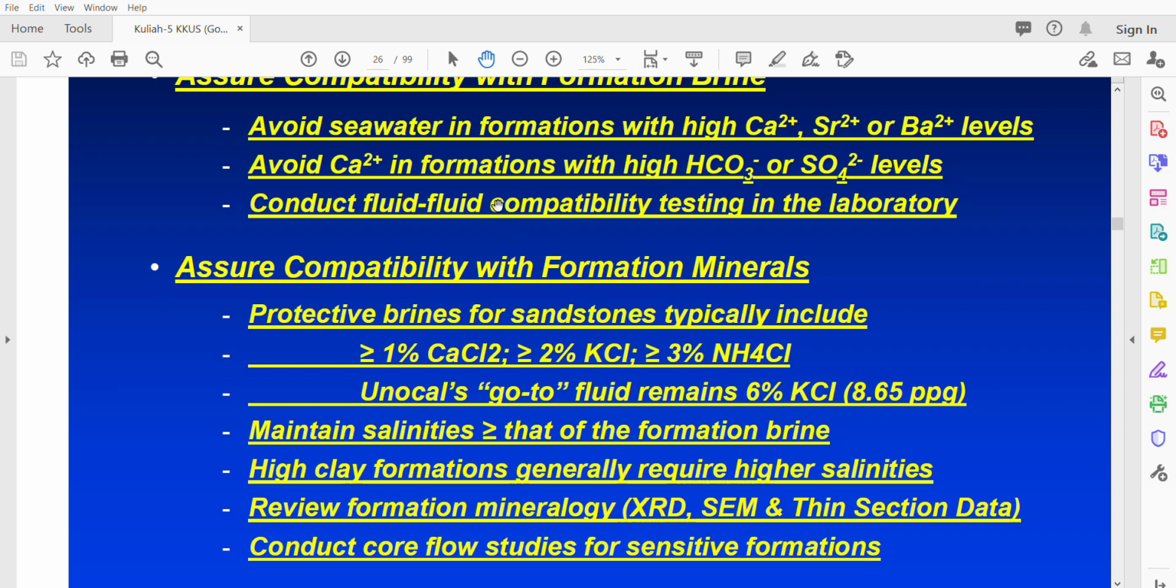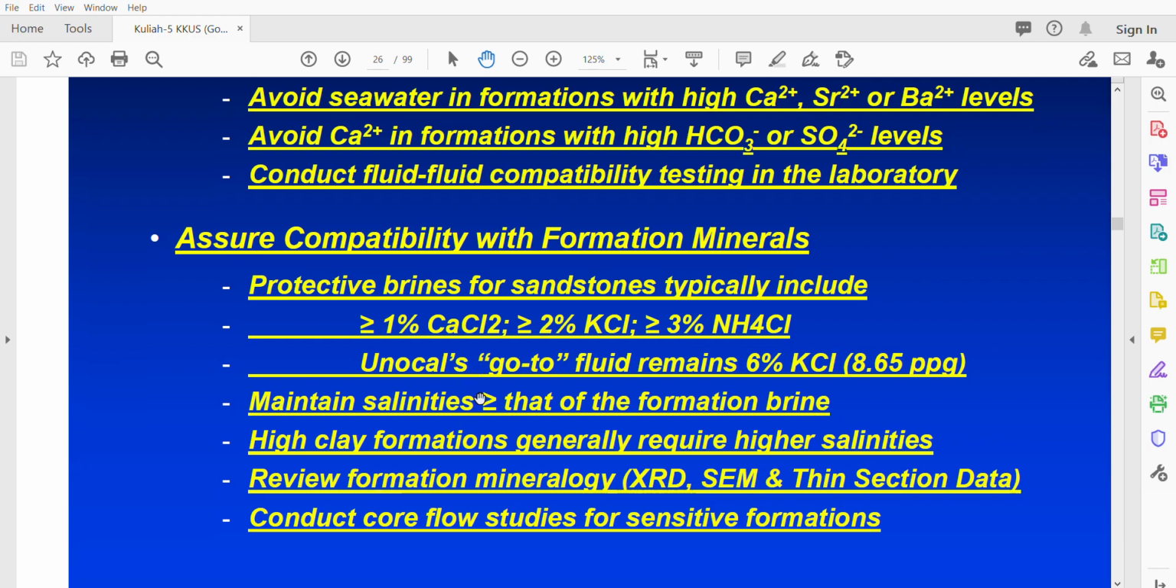You should conduct fluid compatibility testing in the laboratory, and for the formation, also conduct formation compatibility testing in the lab from the core. Okay.